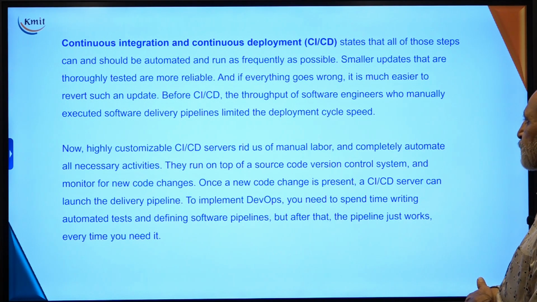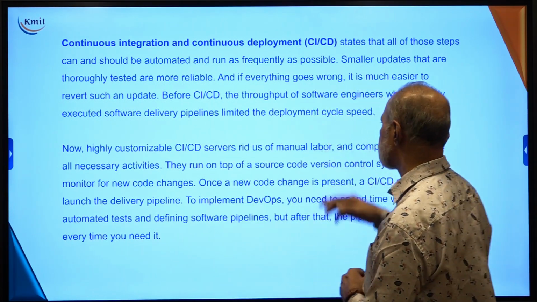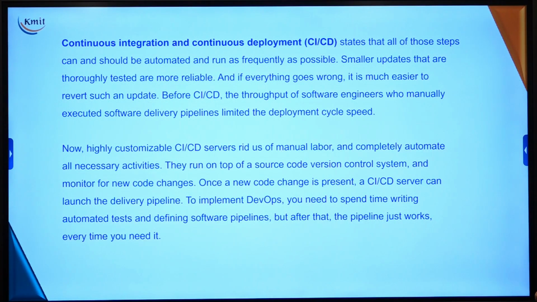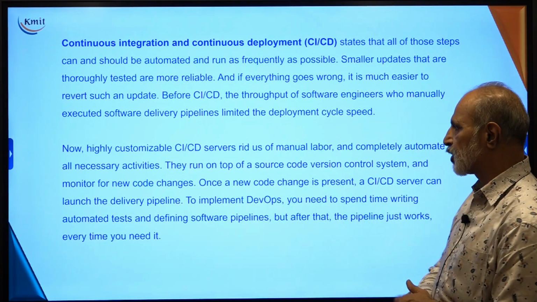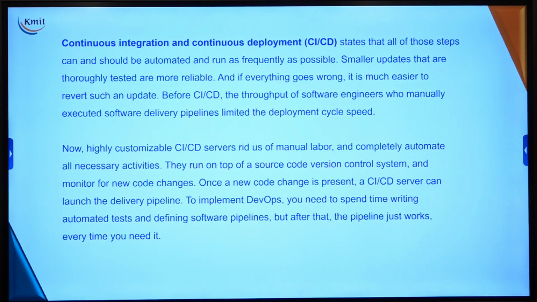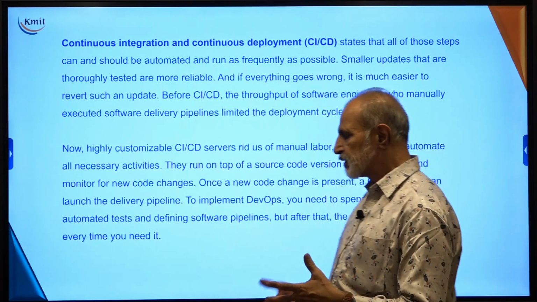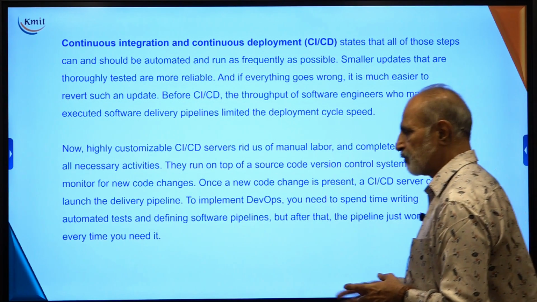Before CI/CD, the throughput of the software engineers who manually executed the software delivery pipeline was limited to the deployment life cycle only. So, it was a hindrance, it was a big problem. So, what is the answer? We say now highly customized CI/CD services get rid of the manual labor which was there and completely automate all the necessary activities. They run on top of the source code version control system and monitor for new code changes. So, even if I change my code, the system is going to track the changes. Once a new code change is present, a CI/CD server can launch the delivery pipeline.